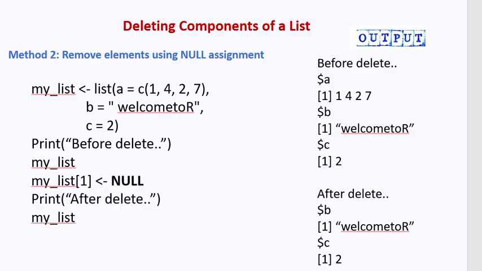You can see here, before deleting, we simply printed the details in the list. And now we assign myList of 1 to NULL. What will happen here is whatever is available in the first position of the list will be removed, the same as in the previous case. You see the same output we received, but the method is different. When you assign NULL to a particular index value, that index element will be removed from the list. So these are the two methods we can use to delete elements from the list.